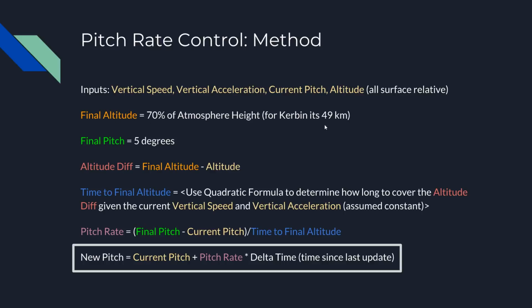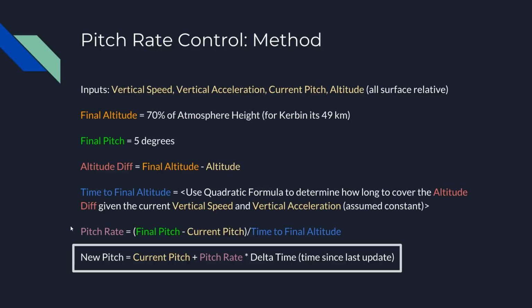The final altitude is just a calculated variable where you put in the atmosphere height, and for Kerbin that is 49 kilometers. Final pitch is 5 degrees. The altitude difference is the difference between your current altitude and the final altitude. And then the time to final altitude. If you've ever seen a constant acceleration equation, you put in the current speed, the acceleration, and the altitude, and using the quadratic formula you can solve for the time it would take for whatever it is, a rock or a rocket or whatever. Assuming a constant acceleration, you can calculate the time to the final altitude.